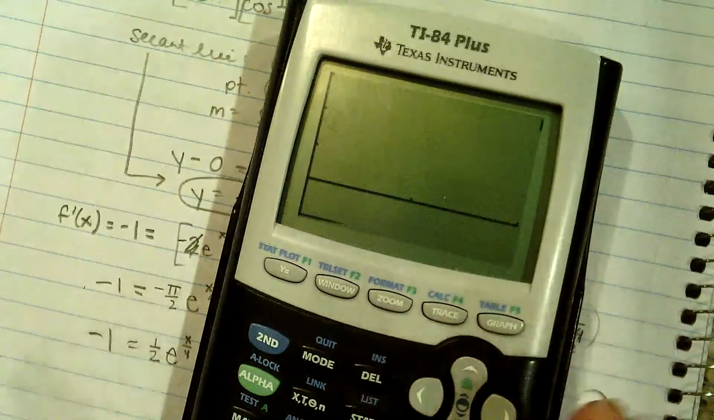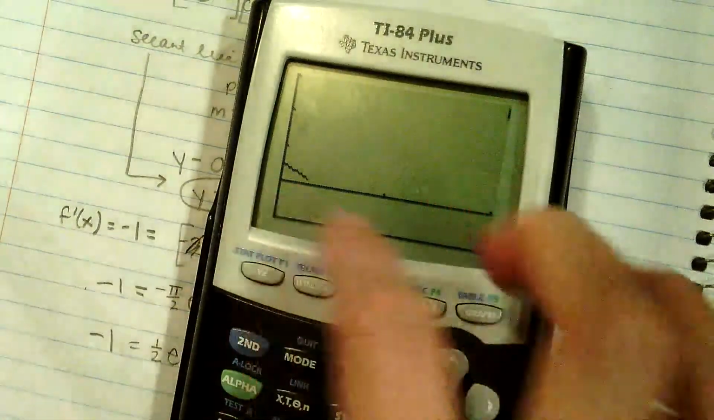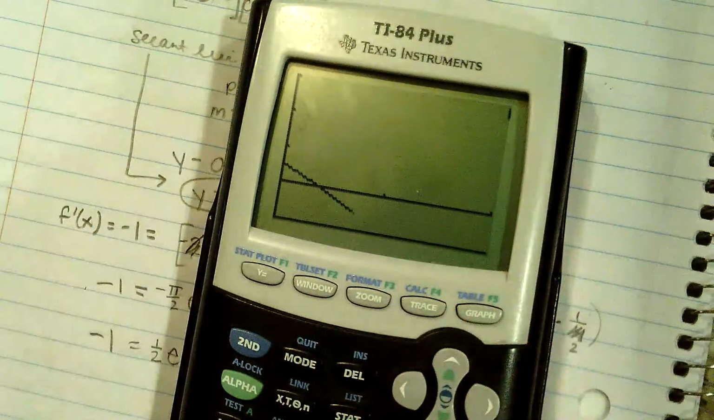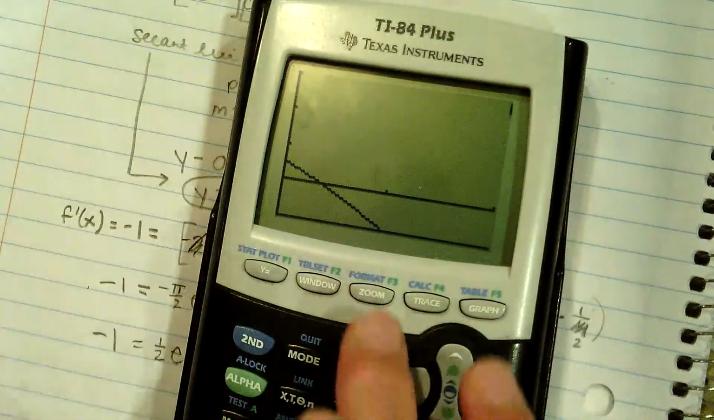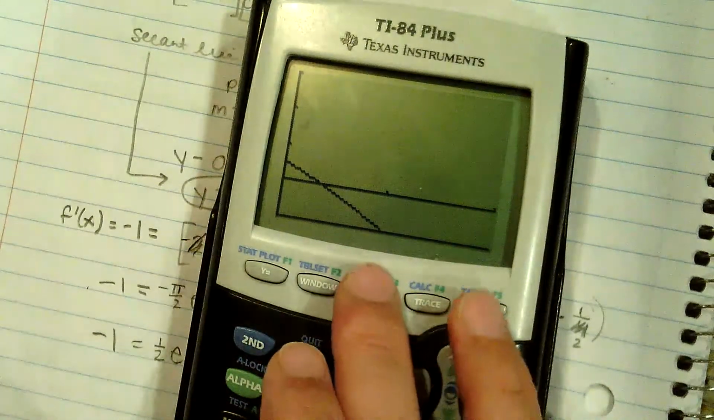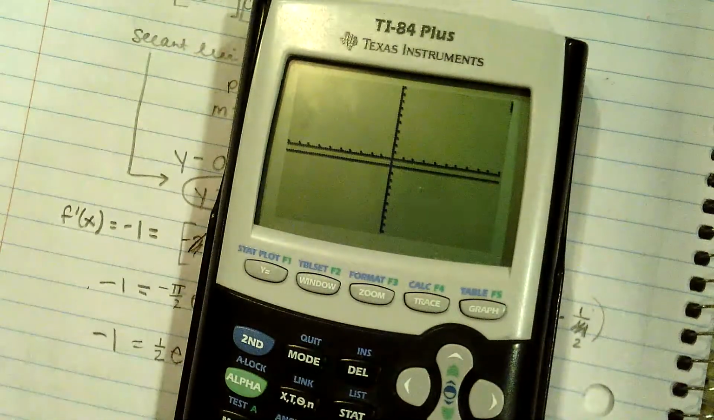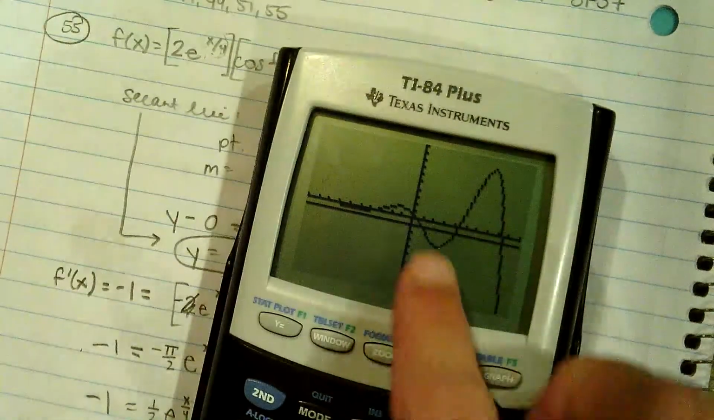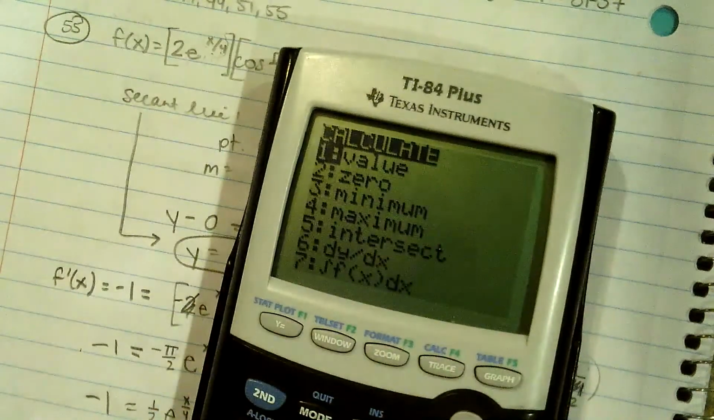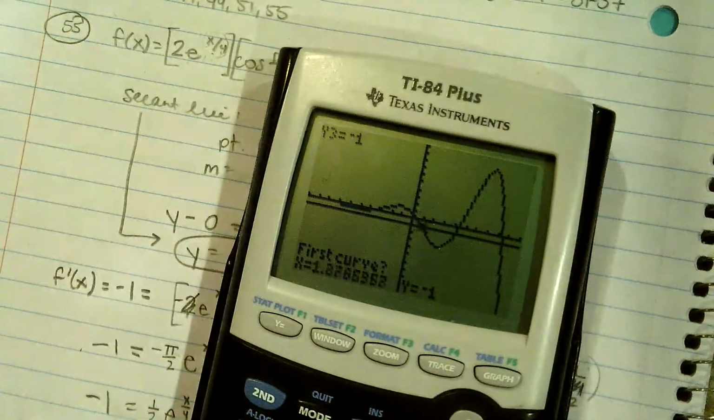Alright, so I might need to open up this window. I want to see where this happens. So there's negative 1, and I'm going to try to figure out where this equals it. So I'm going to go back to a standard viewing window. Zoom 6. Okay, so it happens a bunch of times, but we only care about the interval from 0 to 2. So this guy right there, second trace intersect. Okay, right there, enter, enter, enter.